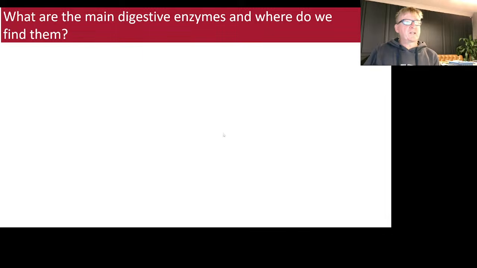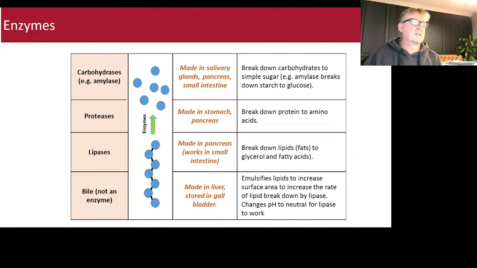Main digestive enzymes, and where do we find them? Okay, there's a little table. So the 3 enzymes, we've got carbohydrase, often called amylase, and we know it's an enzyme because it's got ASE on the end. We've got protease, ASE on the end, breaks down proteins. Lipase breaks down lipids, and bile is then kind of like the 4th one. It's not an enzyme, but we'll talk about it anyway.